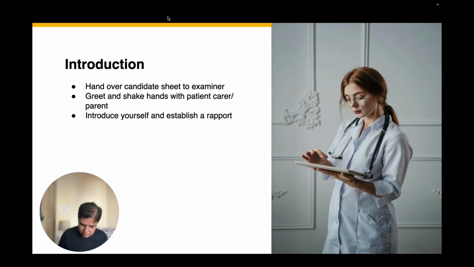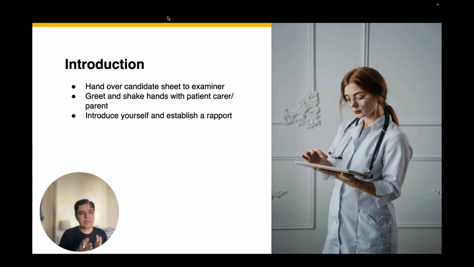Okay, moving ahead. Once you enter the station, you will introduce yourself, saying I'm Dr. so-and-so. You've got a candidate sheet with your candidate number, which you immediately hand over to the examiner. You're not strictly supposed to do this, but it's good that you greet, say good morning, and shake hands with the examiner, and then when he says proceed and please take the history.